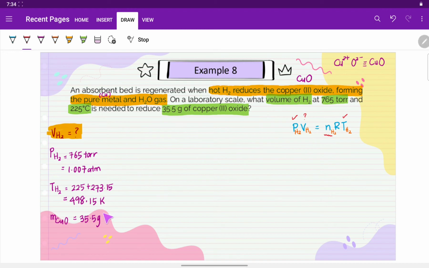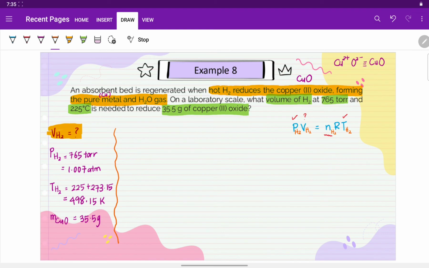So as you can see over here, the only information that we have is mass of copper oxide. Copper oxide. Tapi kita nak cari hydrogen. Macam mana? Okay, so that's why yang saya highlightkan warna oranye ini adalah sangat penting. Because this will be the piece of information yang kita akan gunakan untuk cari kita punya number of mole of H2. Okay, apa yang awak akan buat?